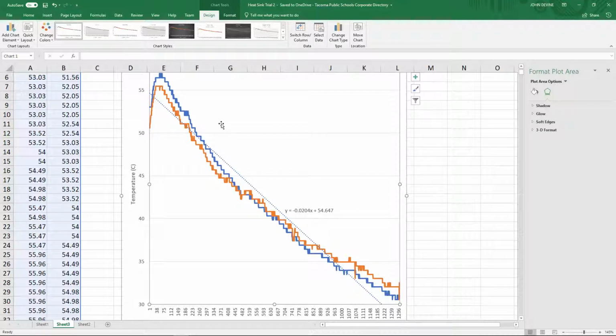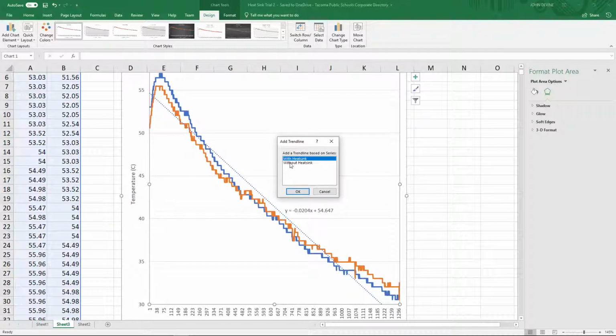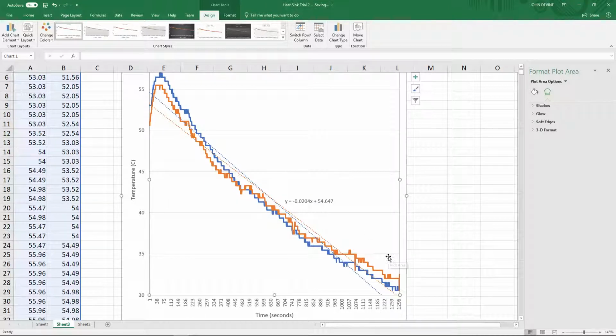I can add the second trend line in much the same way by going up to chart options, trend lines again, and now that I know linear is going to work, I'm just going to select it from the list here. I'm going to attach it to the series that didn't already have a trend line for it, and now I need to add the equation as well. So I can make sure that it's looking at that trend line.